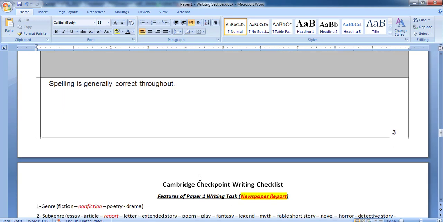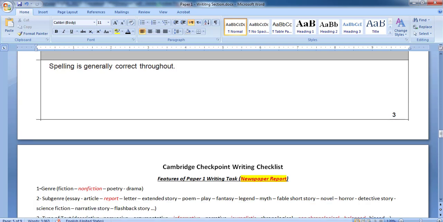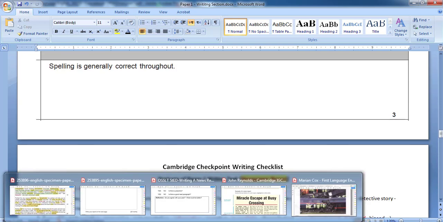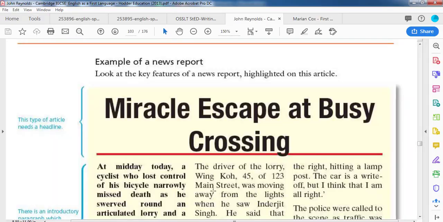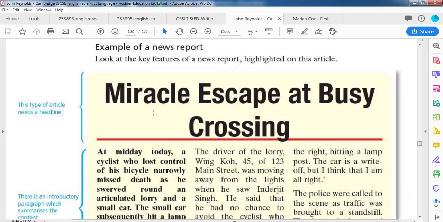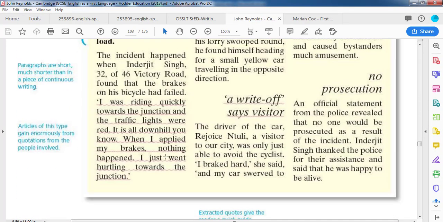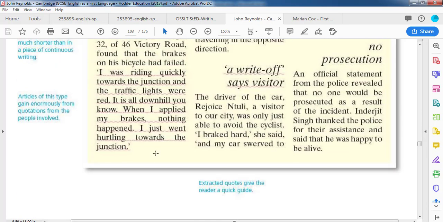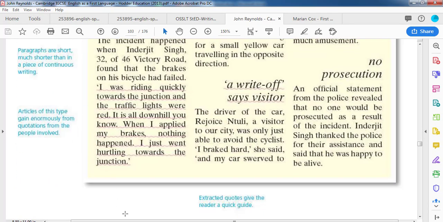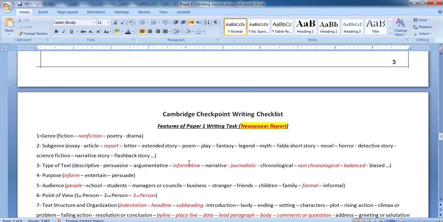And the layout, the shape is very important. The shape or the layout is very important. Remember, this is very important, okay? The shape or the layout of the newspaper report is something crucial.